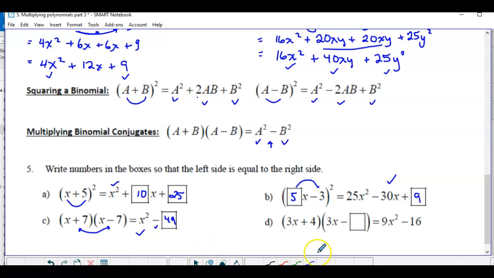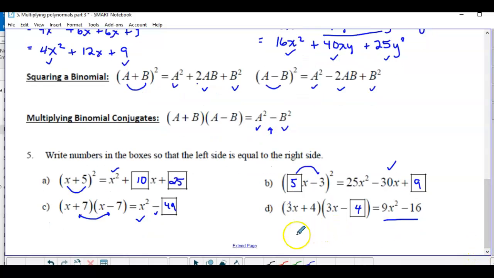Okay. And then here, notice the answer is a difference of squares. And so we can show this as a product of conjugates. So you can tell already 3x times 3x is 9x squared. And then in order to get 16 at the end, 4 times negative 4. Right? And make sure they're conjugates, because then it confirms that there's no middle term there.